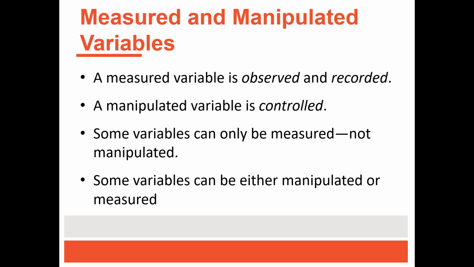Some variables can be either manipulated or measured. For example, if childhood extracurricular activities were the variable of interest, you may measure whether children already take music or drama lessons, or you could manipulate this variable by assigning some children to take music lessons and others to take drama lessons.